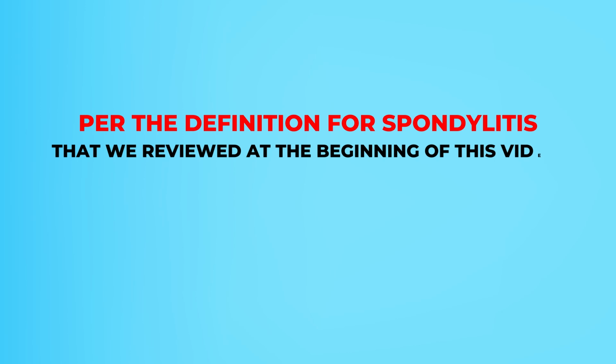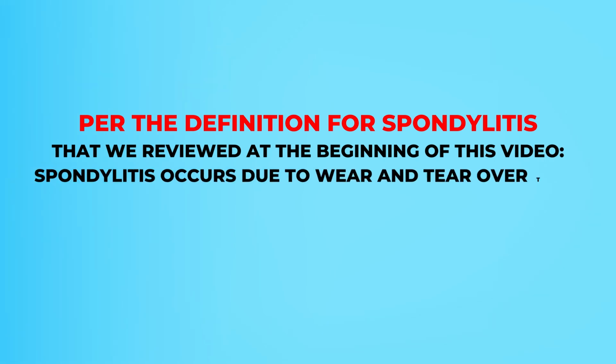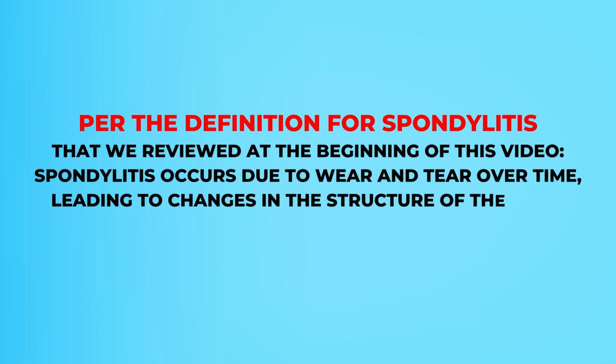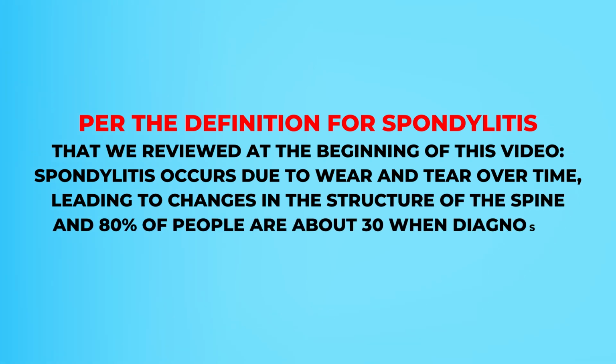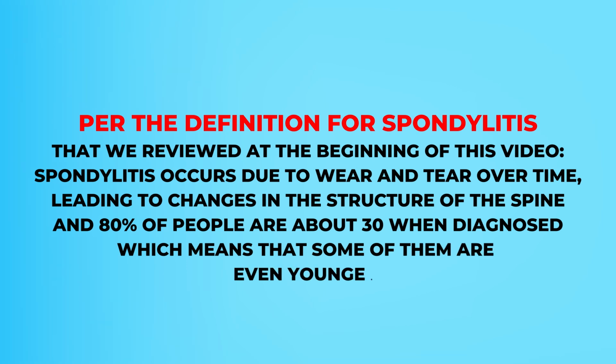And the AS medical community also lists people who have a close biological relative with AS, especially a biological parent, as a risk factor. And yet, per the definition for spondylitis that we reviewed at the beginning of this video, spondylitis occurs due to wear and tear over time, leading to changes in the structure of the spine. And 80% of people are about 30 when diagnosed, which means that some of them are even younger. One of my students was just 11 years old when his symptoms appeared. How much wear and tear can you have when you've barely lived one decade? Or even in your first 20 or 30 years of life? Once again, it's not adding up.